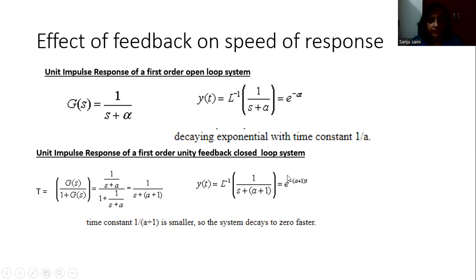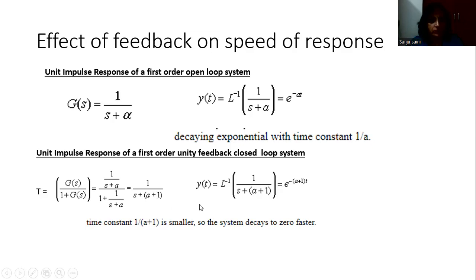So in this case, the time constant is given by, this is e to the power minus t by tau. Tau is basically the time constant. So it means the time constant is equal to 1 divided by a plus 1. Here it was 1 divided by a. So the time constant of the system becomes smaller because of the provision of the feedback. And time constant simply specifies the speed of response of the system. It is basically defined as the time taken by the system to reduce to 63.7% of its final value.